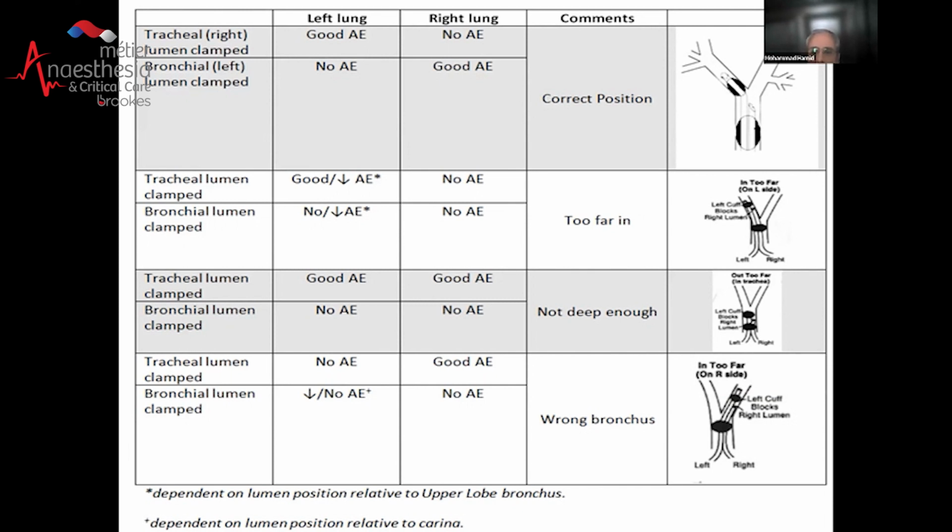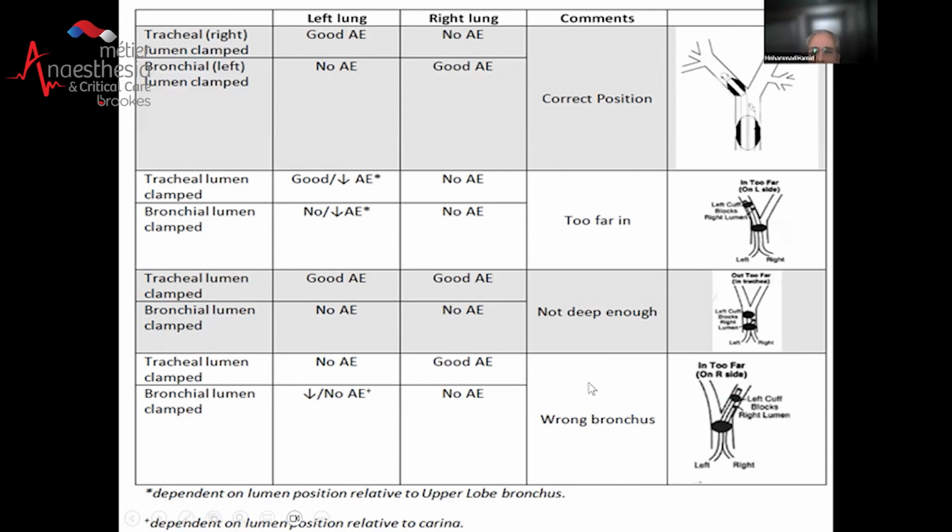In that case, both the balloons will be in the trachea, and you will not be able to ventilate the patient. You will be able to ventilate the patient only when you are ventilating with the bronchial lumen. That won't be enough for such patients.